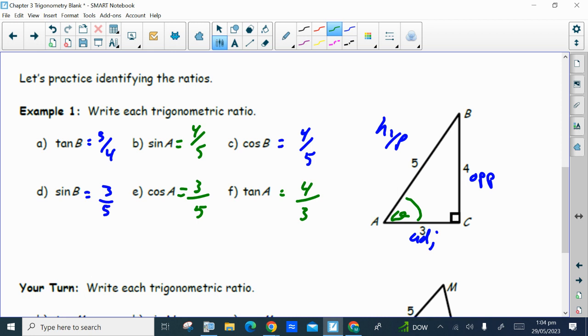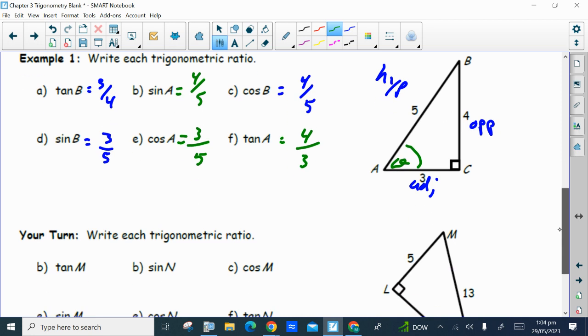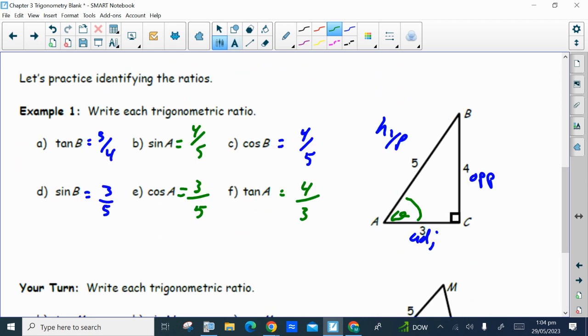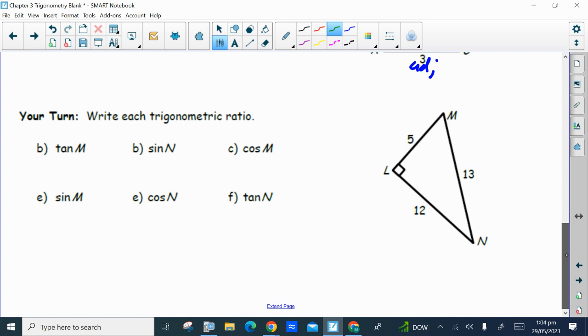The sine and cosine of every angle will be something between 0 and 1. But tangent can be greater than 1. In the case of the tangent of angle A, it's 1.3 repeating, greater than 1. But the sine and cos will always be a decimal between 0 and 1. So let's do the same thing now with this next triangle.